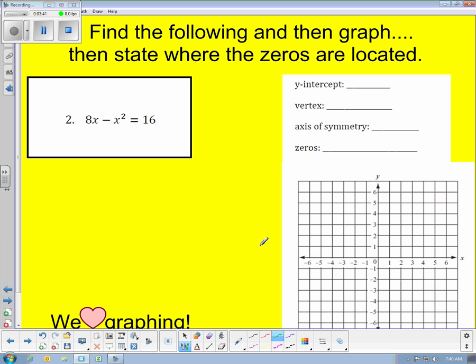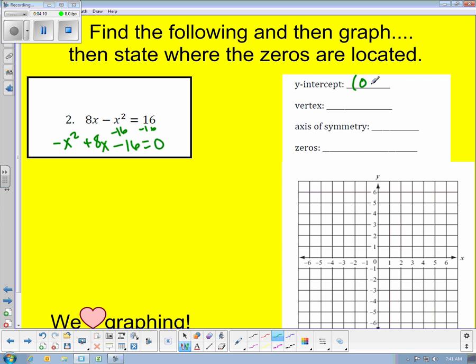So let's take a look at one more example here. We're going to find the zeros one more time with this quadratic equation. But now when we look at this quadratic equation, it's not in standard form. So that's the first thing I'm going to do. I'm going to put it into standard form. I have negative x squared plus 8x, and then I need that 16 to move over. So I'm going to have minus 16 is equal to 0. So there's my standard form equation. So that tells me that the y-intercept is going to be negative 16.